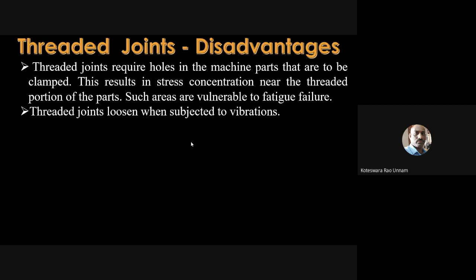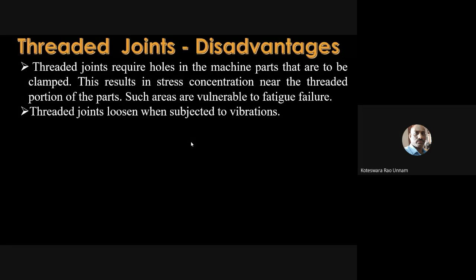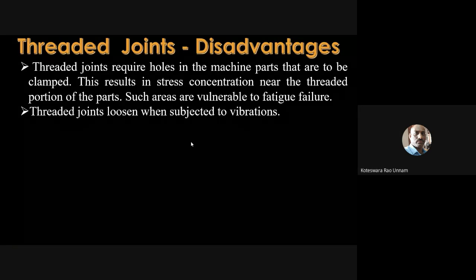The second one is that threaded joints loosen when they are subjected to vibrations. If you take permanent joints, by definition they are permanent, so they are not going to loosen. Whereas in case of bolted joints, or threaded joints, if the joint is subjected to some vibration, obviously it will loosen.